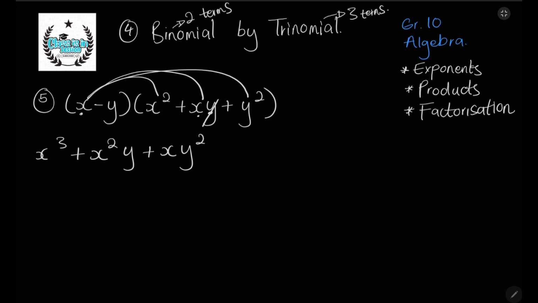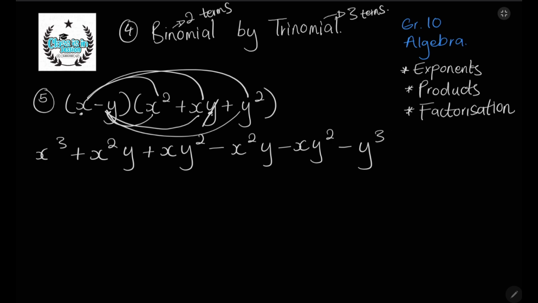I hope that you guys are following. Let's move to the second term. You have negative y times x squared. This is minus x squared y. Okay? Then negative y times xy. This should be negative x. We have y times y, which is y squared. The negative y times y squared. Negative y times y squared should give you negative y cubed.